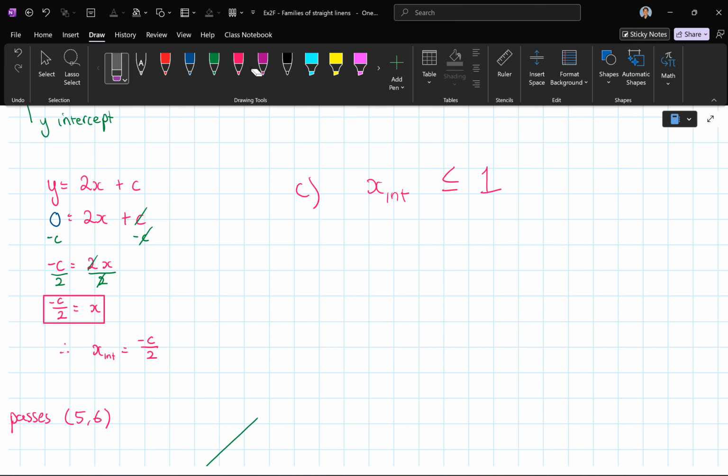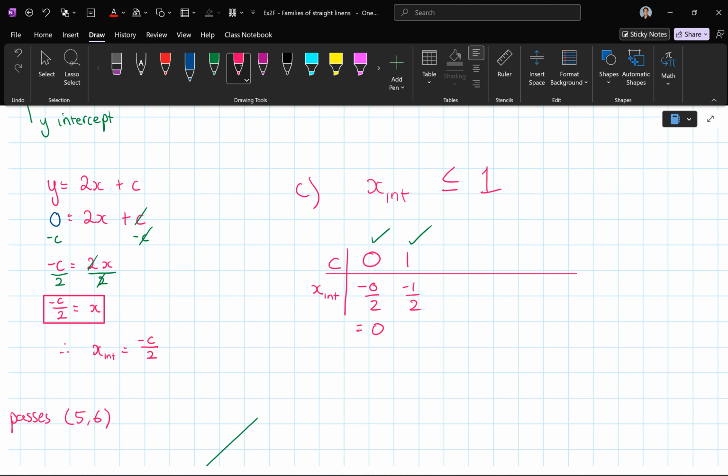So here's an example. I can make up some hypothetical ones. Let's say this is C and this is the x-intercept. According to the rule, if I chose C equals 0, then you would have negative 0 divided by 2. That gives you 0. Now, is that less than or equal to 1? Yes, it is. So C could be 0. What if I changed it to 1? If C was 1, then I would have negative 1 on 2. Is that less than or equal to 1? Yes, that's negative half.